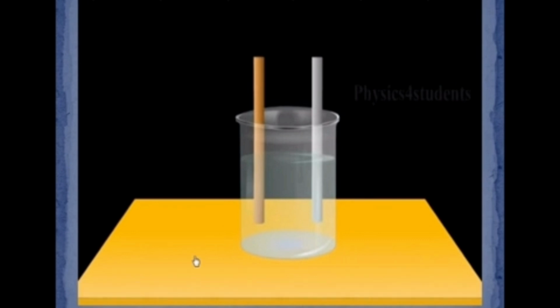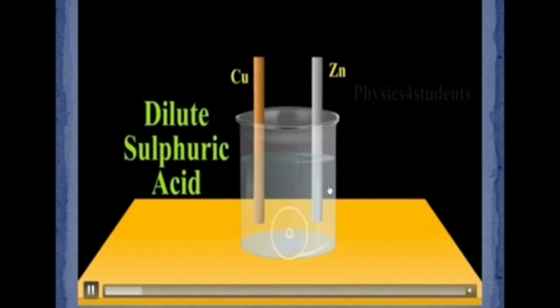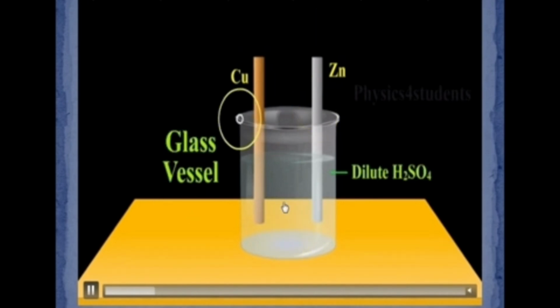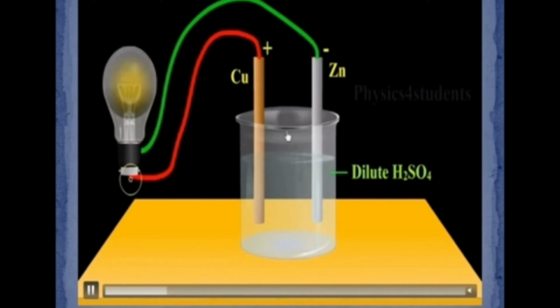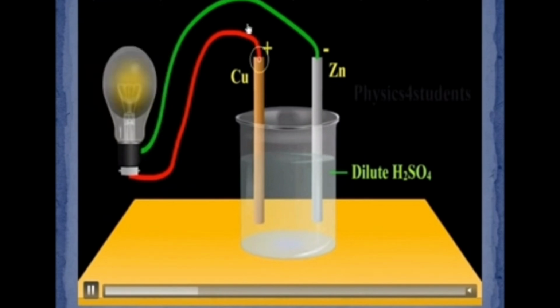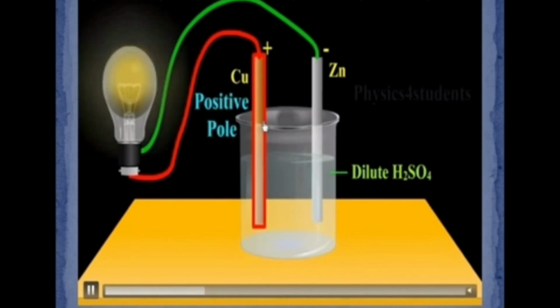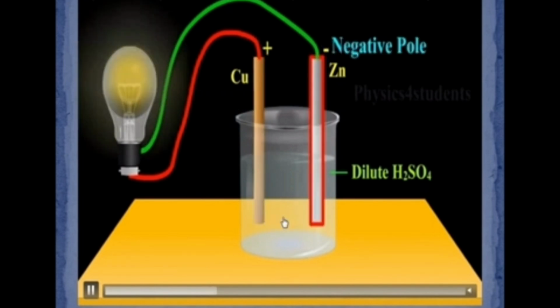So see what happens in the experiment here. It's a copper rod and a zinc rod. Here dilute sulfuric acid is the electrolyte solution. The zinc rod reacts with the dilute sulfuric acid in the glass, and it releases 2 electrons and 2 protons. So the circuit is connected through the copper wire, bulb, again wire, zinc rod and the electrolyte solution.